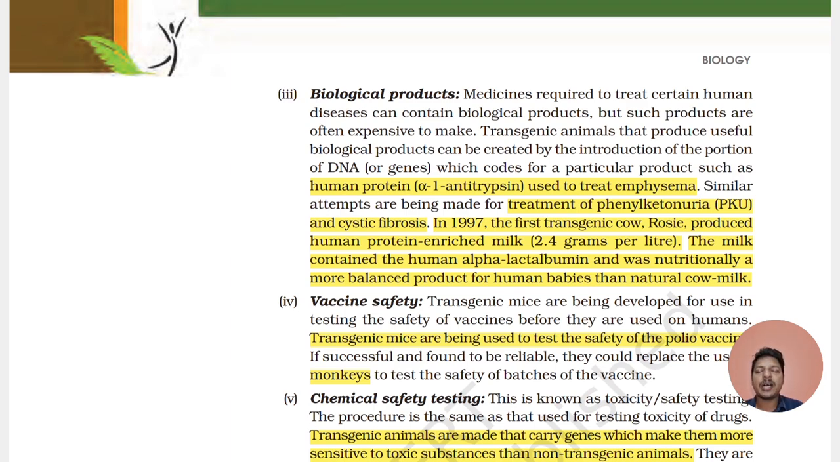There is a particular human protein, alpha-1 antitrypsin, used to treat emphysema, and similar attempts are being made for treatment of PKU, phenylketonuria, and cystic fibrosis.